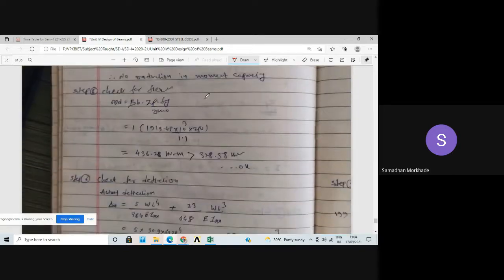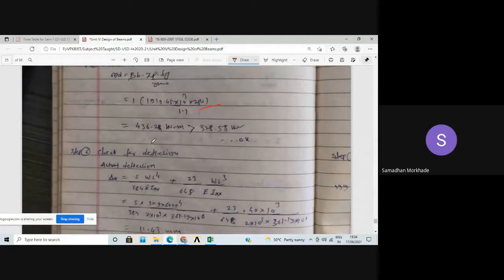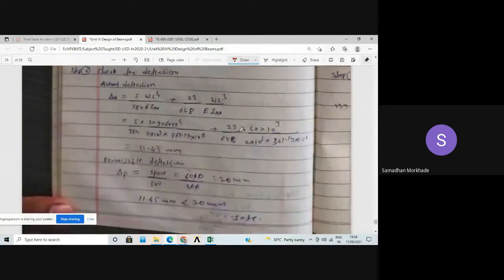Check for bending moments. Beta B 1, ZP is 1919 into 250 divided by 1.1, so 436 kilonewton meter, which is more than the actual bending moment 328.58.